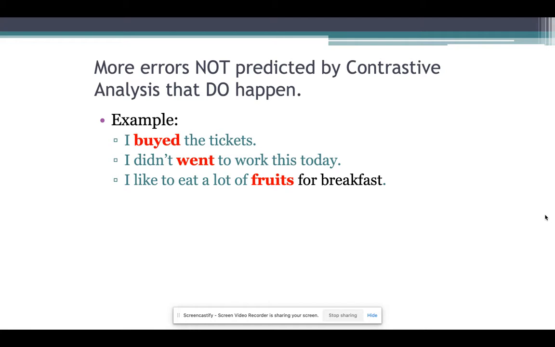Finally, there are some errors language learners make that simply cannot be explained by examining differences between languages. English learners will say bide instead of bought, didn't went instead of didn't go, fruits instead of fruit. In each of these cases, it appears the learner is making a mistake because he's learned a rule from English grammar, but is overgeneralizing or misapplying the English rule. Today, we SLA researchers refer to this type of error as a developmental error because it is caused by learning the L2 as opposed to being caused by L1 interference.